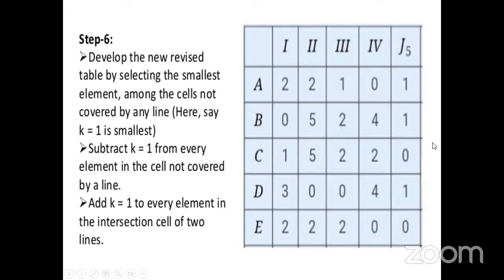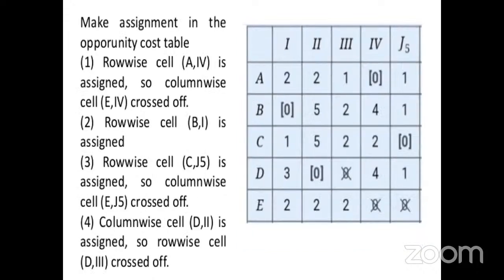Column wise, after row wise, we need to go with the column. You can see here, after all the allocations, we got again 4 zeros only, 4 allocations only. 1, 2, 3, 4, means still incomplete.